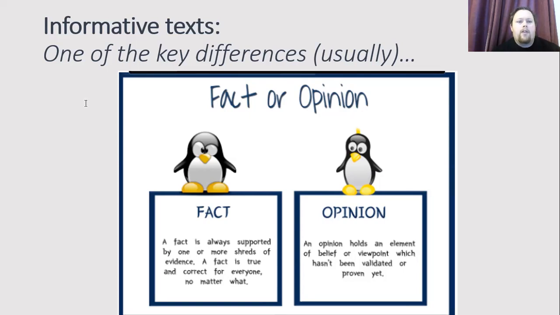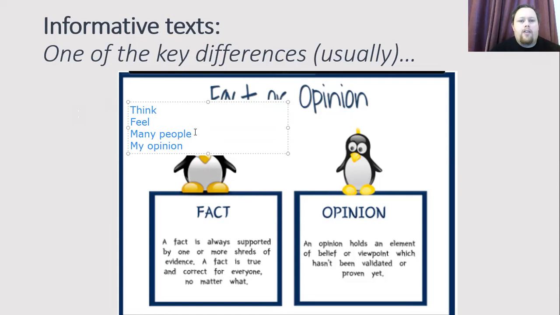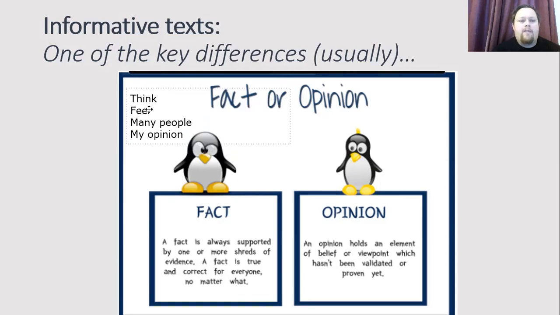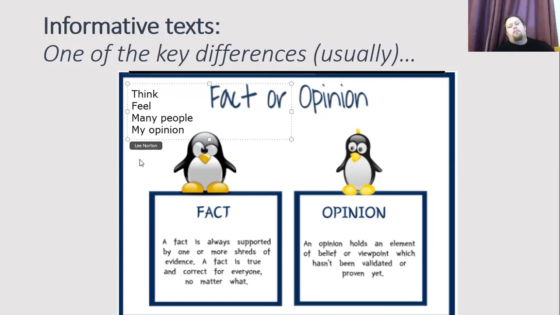So there are usually words where you might find examples of this. For example, words like I think, I feel, many people, my opinion. They're general starters used to tell people that it's your viewpoint. They're not always going to write like that. There are people who present their views very much as facts. That happens a lot in politics, for example. But you will always need to remember that a fact will have evidence, an opinion will not.